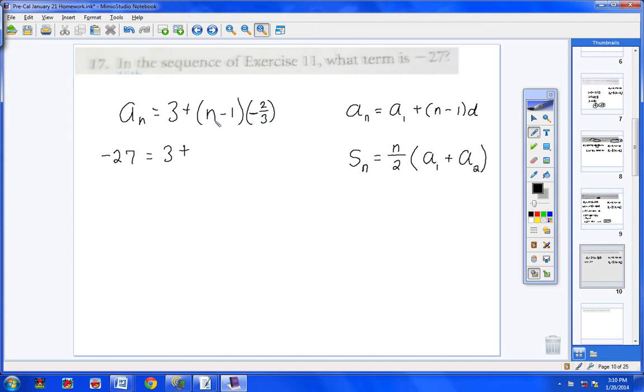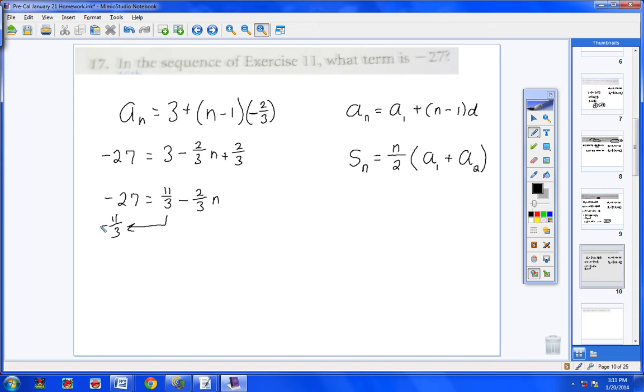and now take your -2/3 and multiply it through. Actually, I shouldn't have put a plus sign there, because -2/3 times n is -2/3 n, and -2/3 times -1 is a +2/3. Now combine your like terms on the right side of the equation, and you would have 3 plus 2/3 is 3 2/3, that's 11/3, minus 2/3 n. So I combined 3 2/3 and got 11/3. Use a calculator if you need to. Okay. Now I'm going to bring the 11/3 over and make it a -11/3.